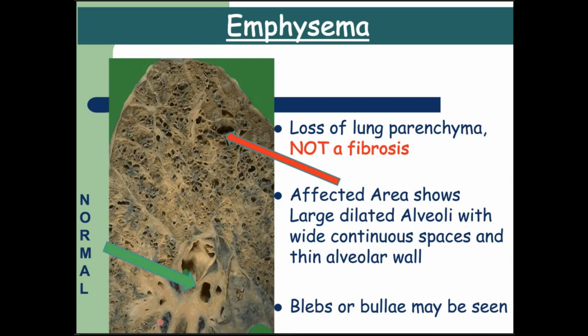Here you may think they are also spaces, but this is the normal hilar region. These are the normal bronchi, the normal pulmonary vein, etc. So this is the normal area, not the dilated area. But these are the emphysema, the dilated alveolar spaces, and later on they may become blebs or bullae. I'll show you the blebs and bullae in the next picture.